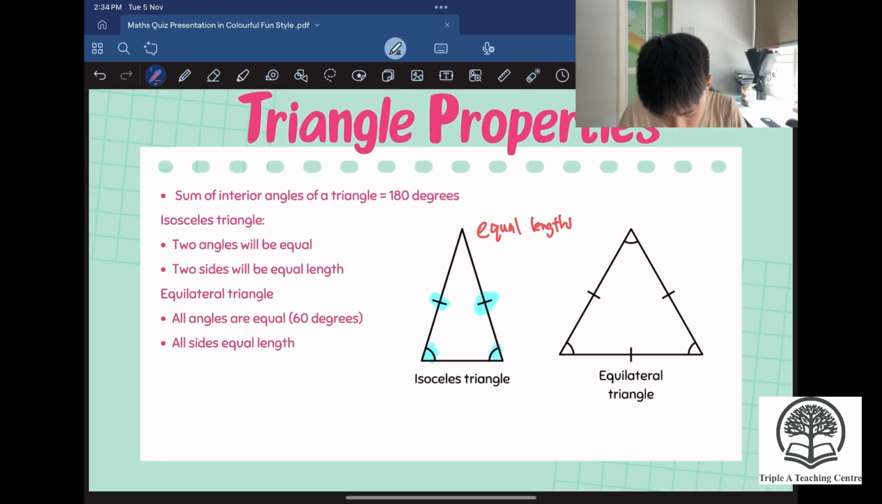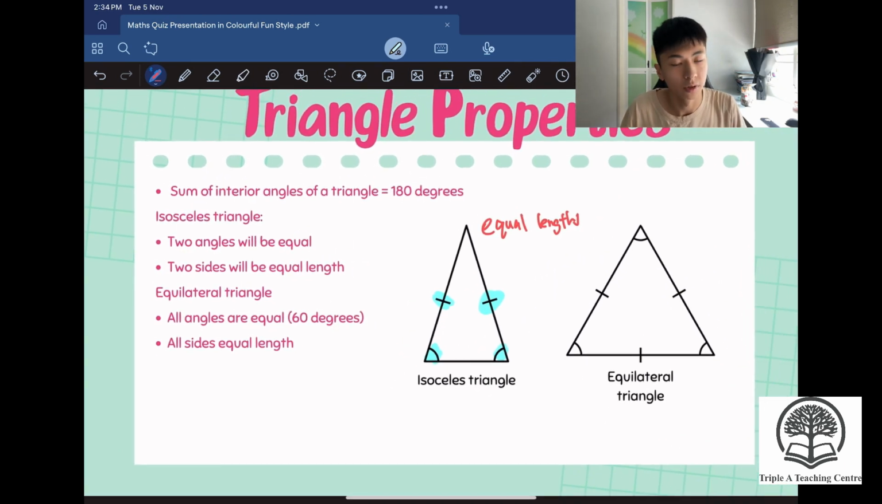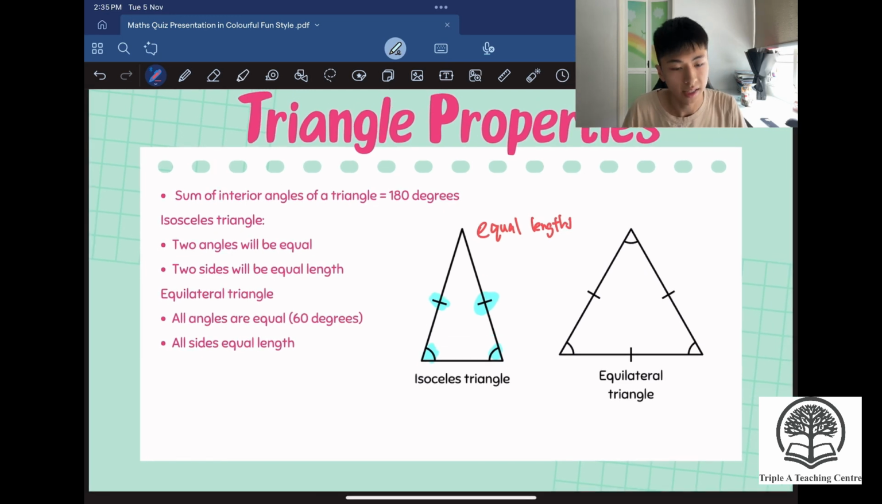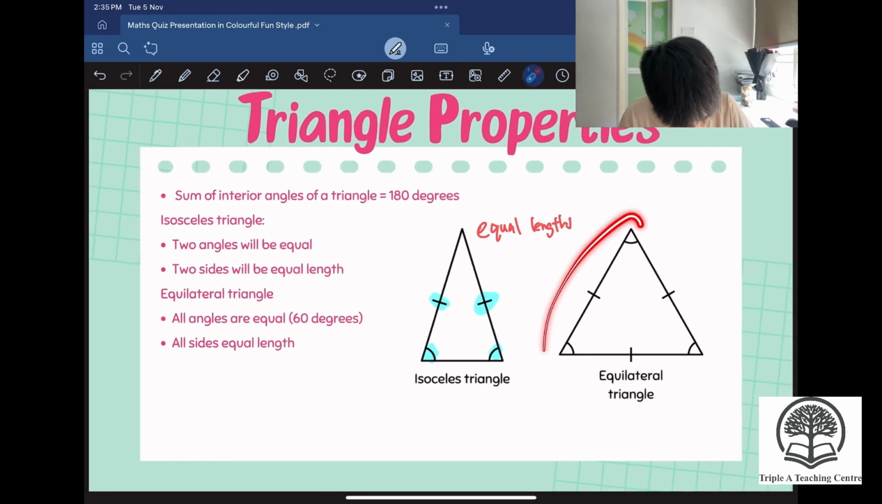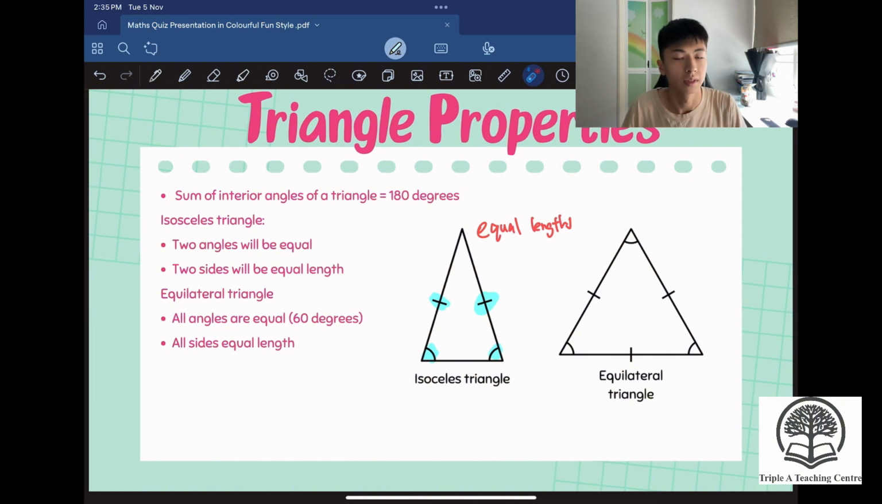Now, an equilateral triangle means that all three sides have the same length, so it looks perfect. With all three sides having the same length, that also means that all three angles are equal, right? And we've learned that the sum of interior angles in a triangle is 180 degrees. So to know a single angle, we can simply take 180 divided by 3.